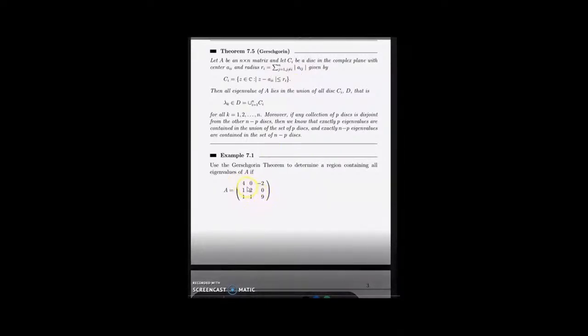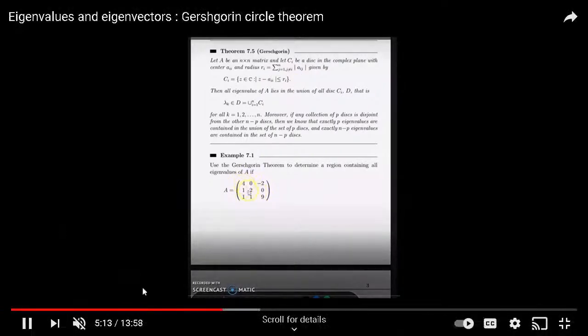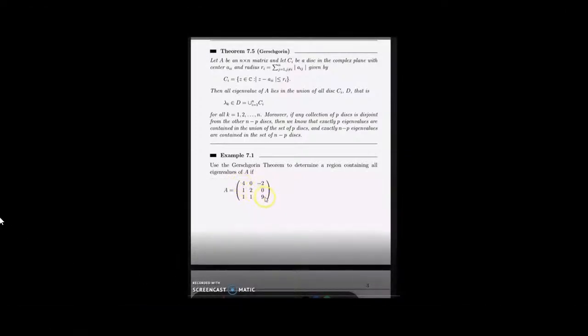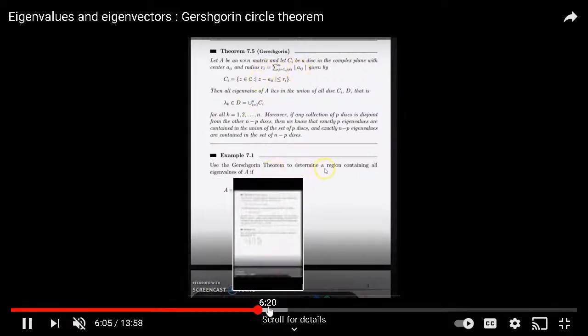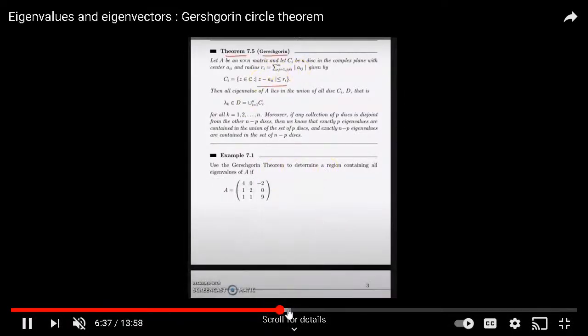Now we want to apply the Gershgorin theorem to this 3 by 3 matrix, where A11 is 4, A22 is 3, and A33 is 9. You can see the matrix is dominant on the diagonal. a_ii will be the center of your circle. We learned this already in the last lesson, so I don't want to repeat it.